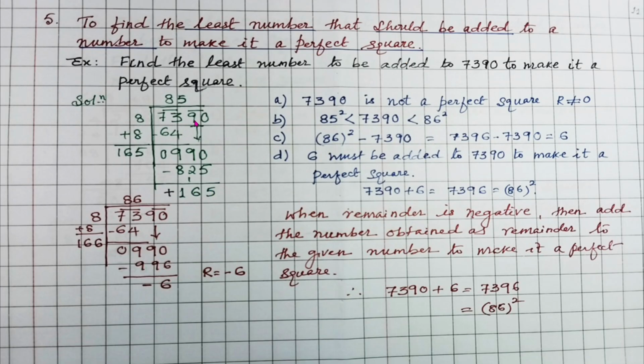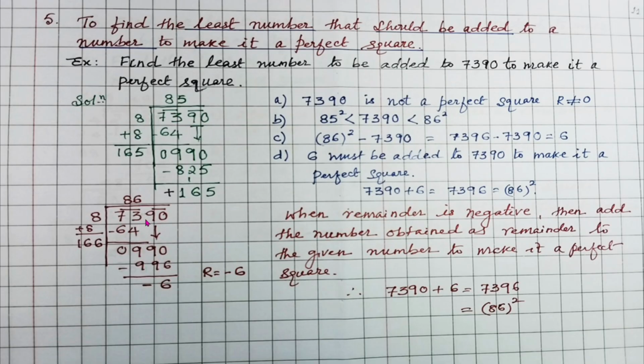So we have to find out the number which has to be added, and for that, 7390 is a number which lies between two consecutive perfect squares, that is 85 square and 86 square. So choose 86 square. 86 square minus 7390 becomes 6, and therefore 6 is the number which has to be added to 7390 to make it a perfect square. This is one method of finding out the number to be added to 7390.